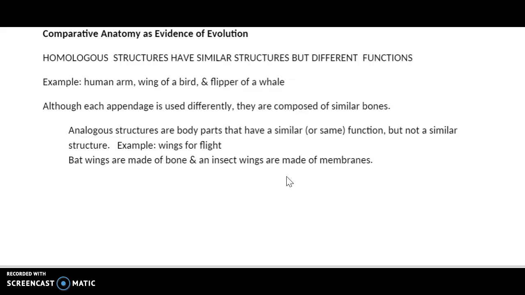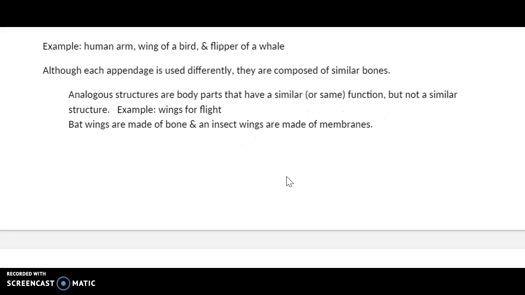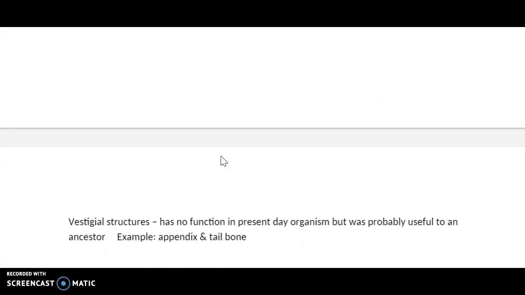Then we have analogous structures. Analogous structures are body parts that have similar or the same function, but not a similar structure, such as wings for flight. Bat wings are made of bones, and bird wings are also made of bones, but they have feathers on them. Bat wings are made of bones and have skin on them. And then we have insect wings that don't have bones at all. They just have thin little membranes. So they're used for the same thing, but their structures are different, and that is called analogous. You can make an analogy between the two, but they do not look the same.